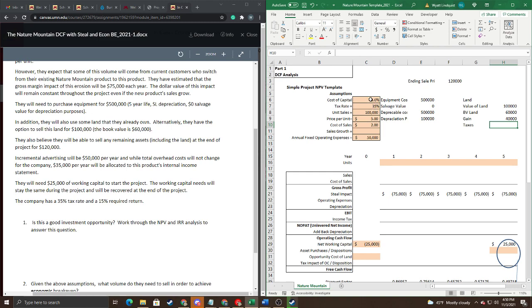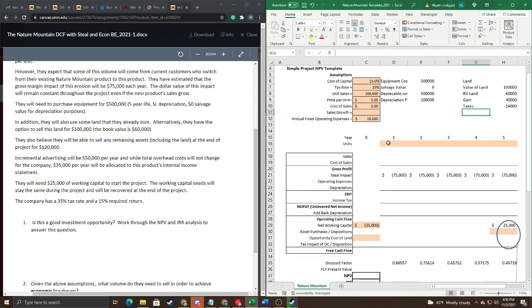So now we can calculate the taxes in this. So we can do the gain times the tax rate. Actually, we don't need to calculate that. Sorry. So now let's get started on our actual income statement here.